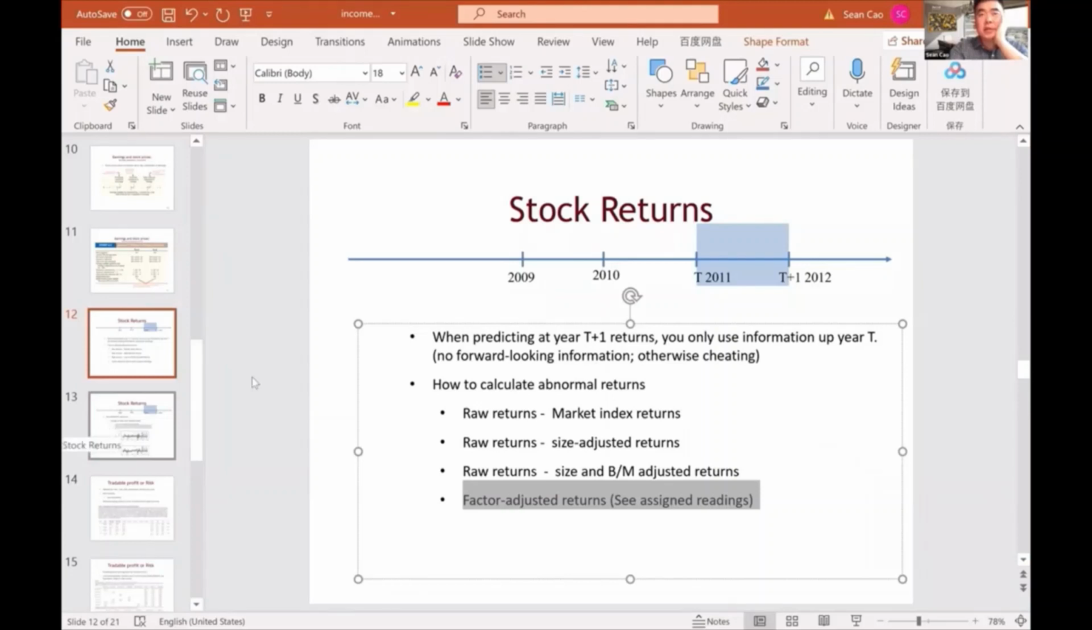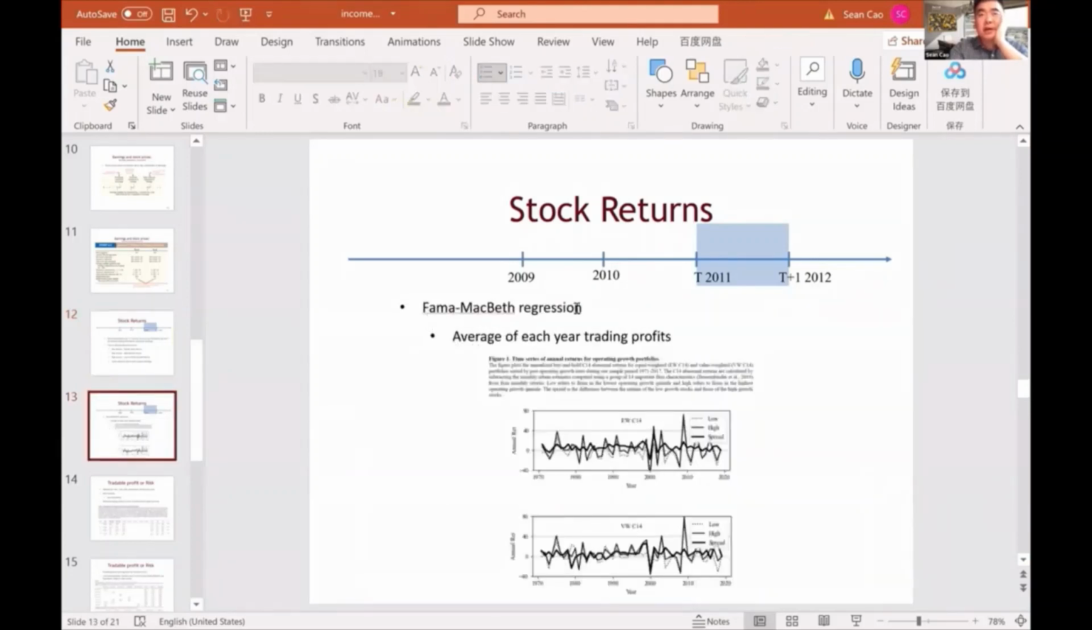When do you buy and sell? In the project, I want you guys to run the Fama-MacBeth regression. Looking at this graph, what you need to do is, each year you have a different bid-ask spread, which consumes a lot of trading profit. So in the earlier years, you want to see low, high, low, high stocks. So every year the trading profit is different, right?